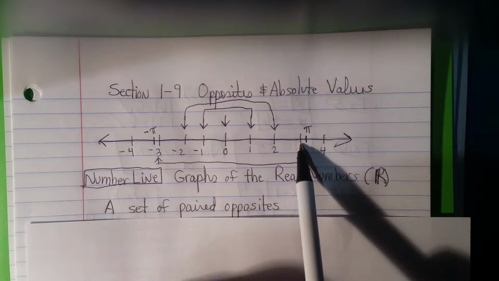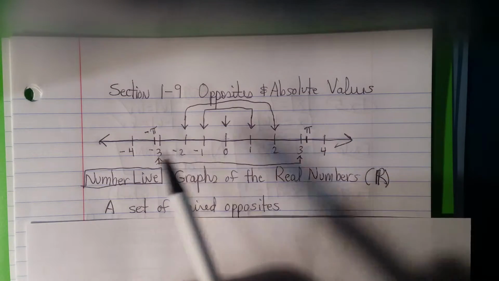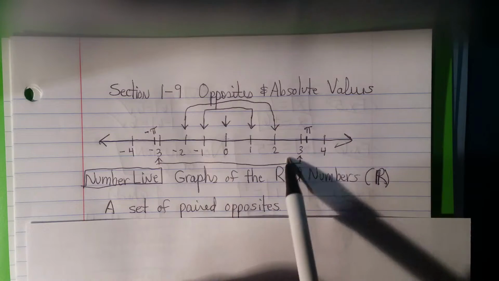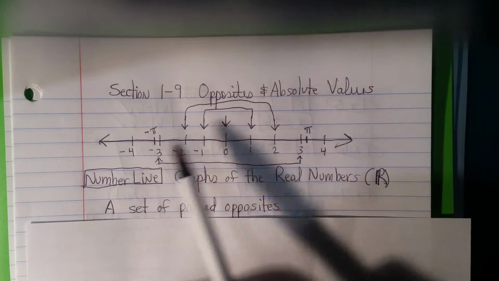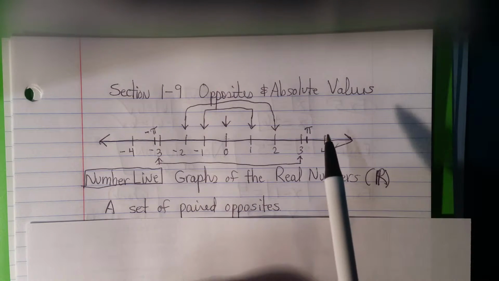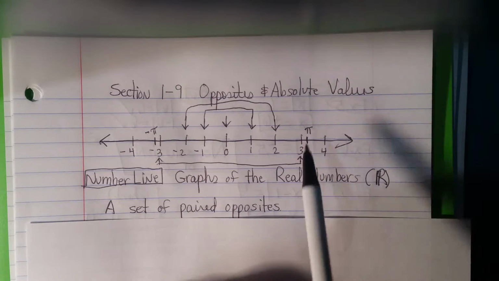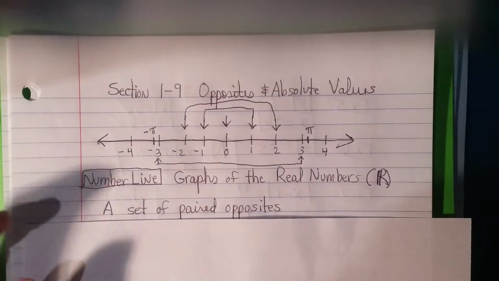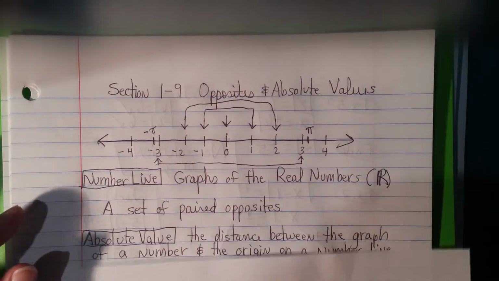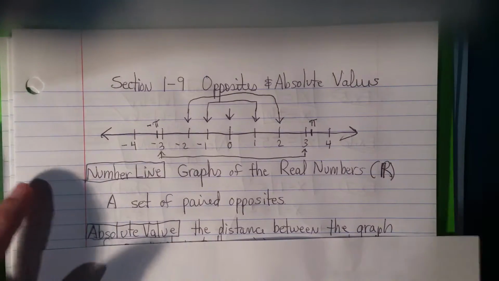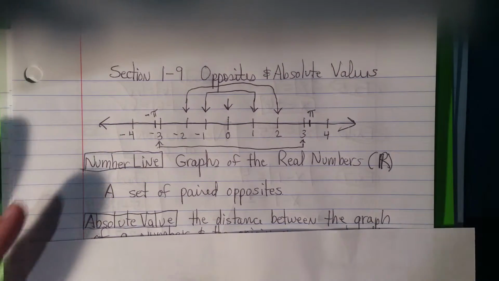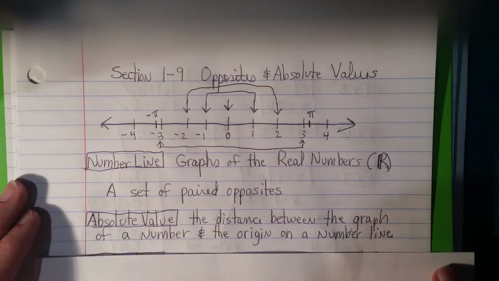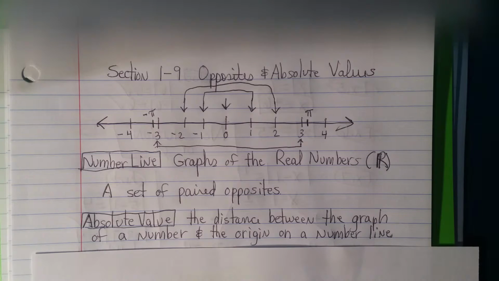So 3 has the opposite of -3, and -3 is the opposite of 3, and that's one pair. Even pi and negative pi is an opposite pair too. So all the numbers and their opposites make up the number line. Now the reason for going over the number line is that in order to understand absolute value, you have to have some idea what the number line is.